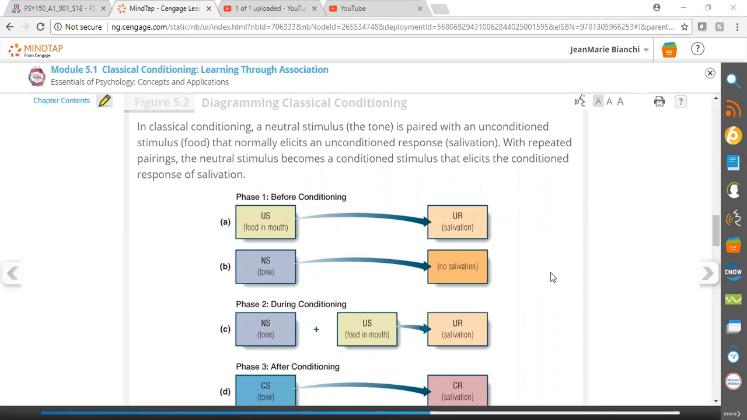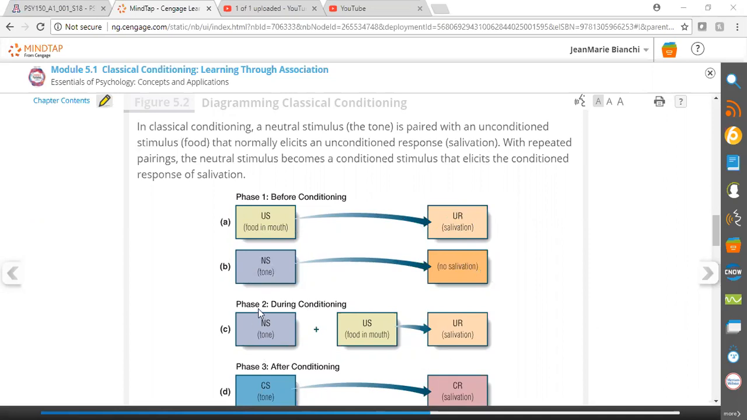So let's look through this more on a visual level. Here we have phase one, before conditioning. The unconditioned, or unlearned, stimulus is food. It's unlearned because it doesn't have to be practiced or tried out in order to produce the reflex of salivation. This is a naturally ingrained response in the organism. Food in the mouth naturally produces salivation. Now, if we look at something like the ringing of a bell or a tone, that does not naturally produce salivation in a dog, and there's no evolutionary reason really why it would.